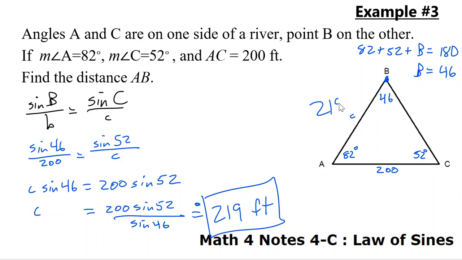Now, does that make sense here? The 46 is across from 200. The 52 is across from 219. Yeah, it makes sense, because if the angle is a little bit bigger, then the side across should be a little bit bigger. So this does make reasonable sense.